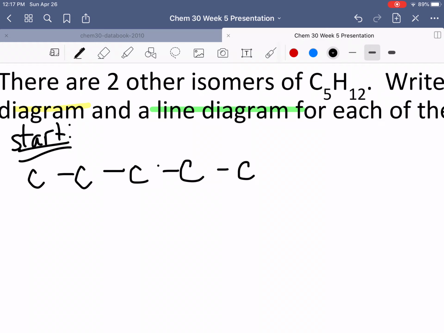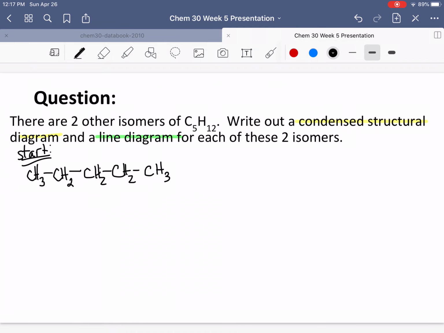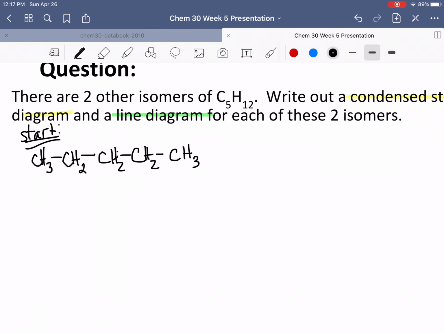For condensed, you now need to put in your hydrogens. Any of the ones on ends are going to have 3 to make them bonded 4 times. If they're in the middle here, 2 hydrogens. Now that carbon has 1, 2, 3, 4 atoms bonded to it. And H2, H2 for these middle ones. Back to the end, CH3. Okay, here's our starting point to get that first isomer. So here's one, right? There's an initial one.